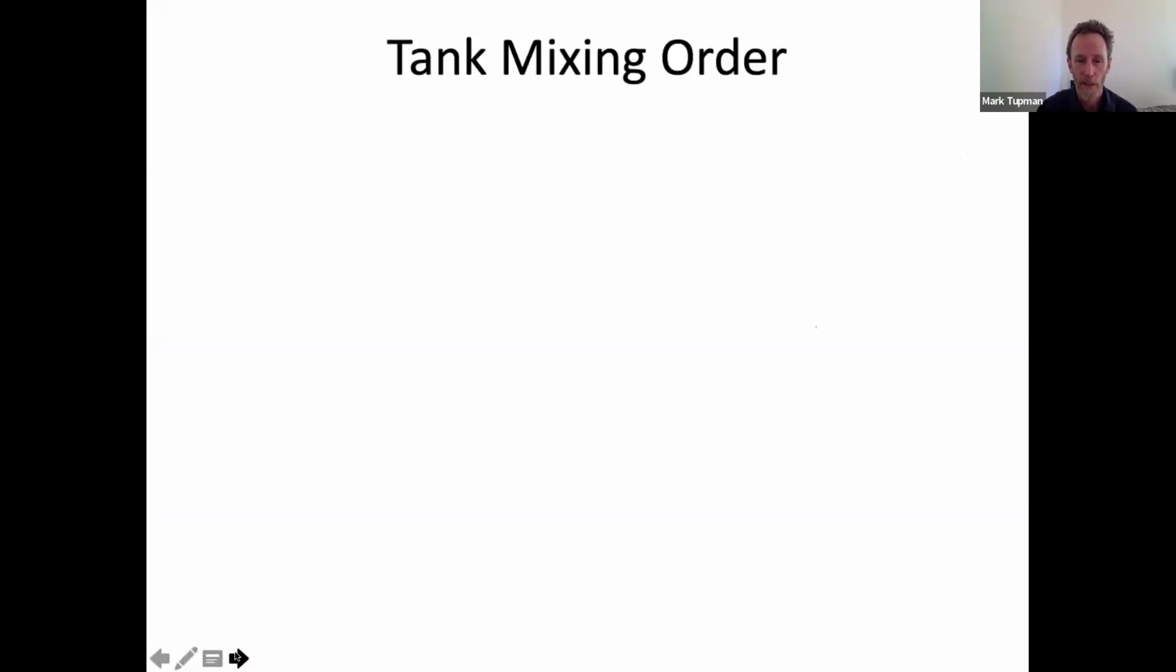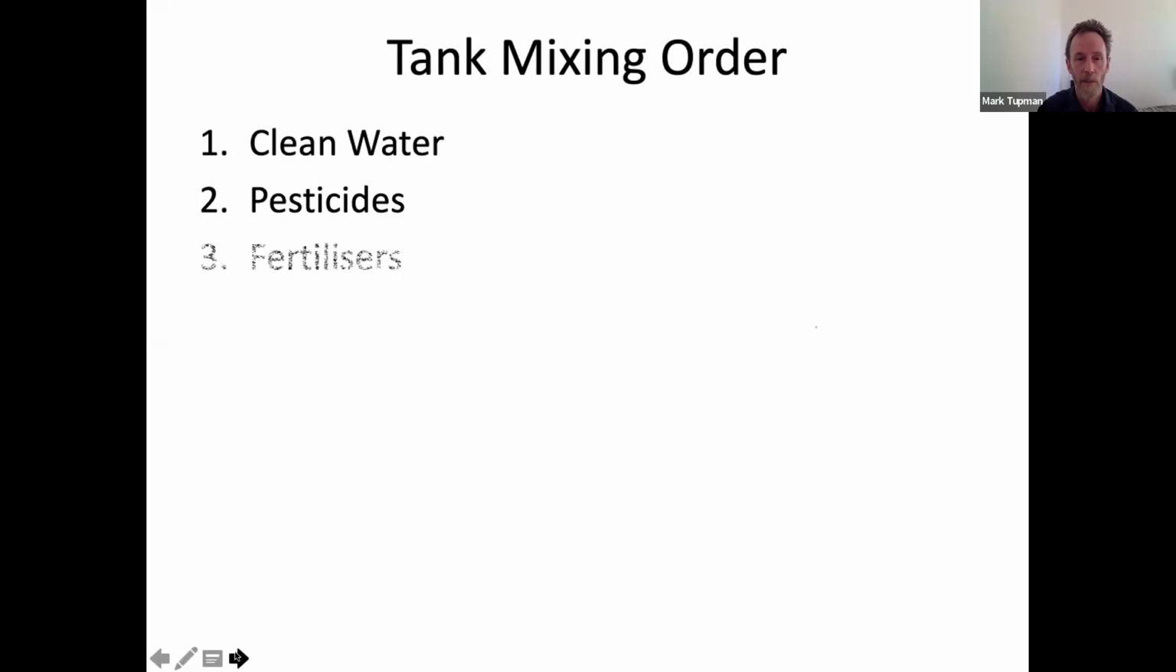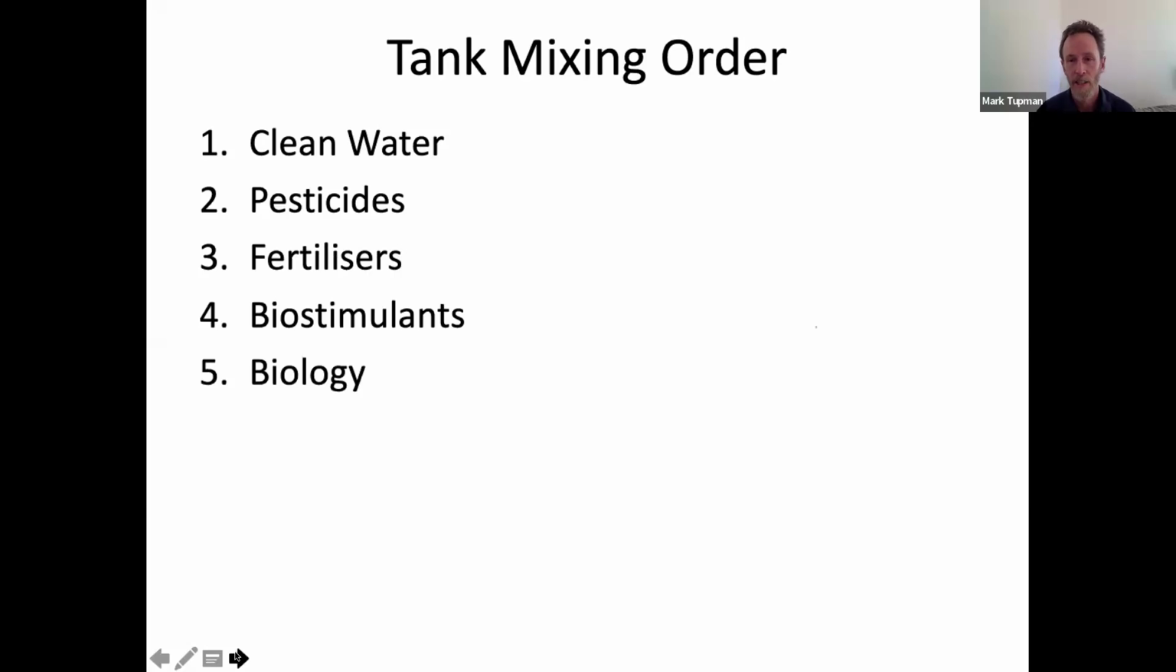This is the final slide on this. Tank mixing order is a little bit important. You get your water in there first. If you're wanting to put any pesticides in the tank, you want to dilute them down rather than put them in later in concentrated form. Your fertilizers and nutrients then go in. You can then put your biostimulants or your organic acids in the mix, and then your biology at the end. The reason is that all of those things have been diluted before you put your biology in, so you're less likely to kill biology.